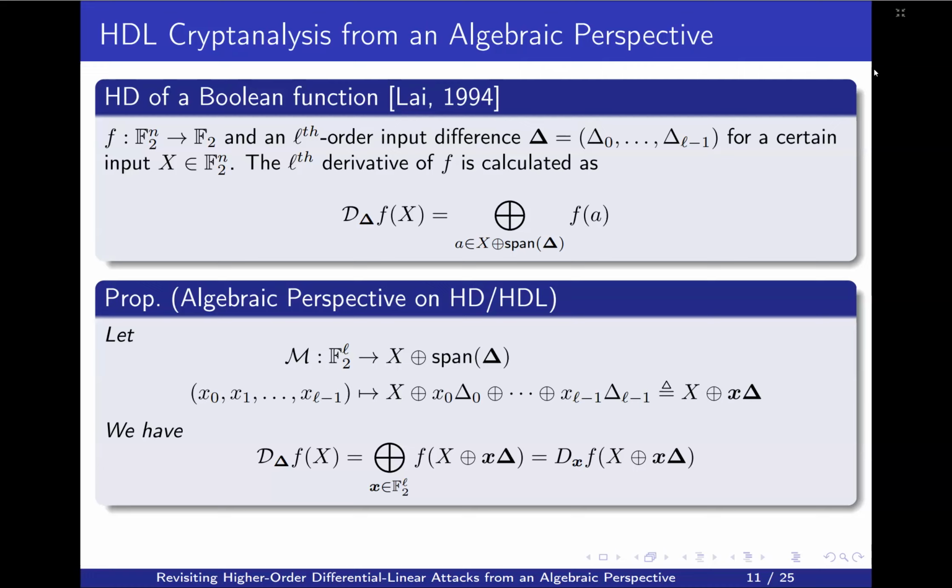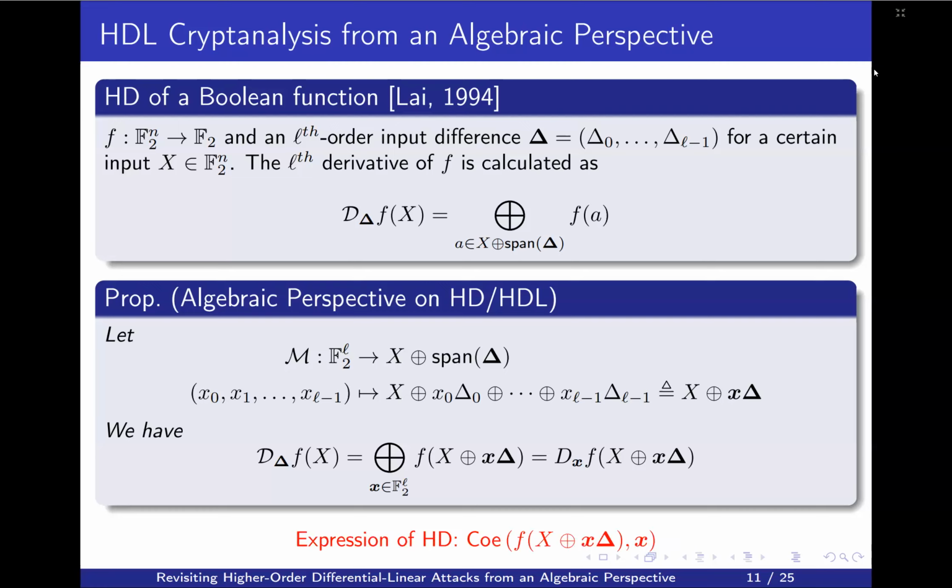X and theta are vectors. So by the variable substitution, we just change the previous formula to the second. So x belongs to a linear space, and the input of x becomes x plus x times theta. From the perspective of Q, this is obvious: the output order difference is just the coefficient of x in this Boolean function.